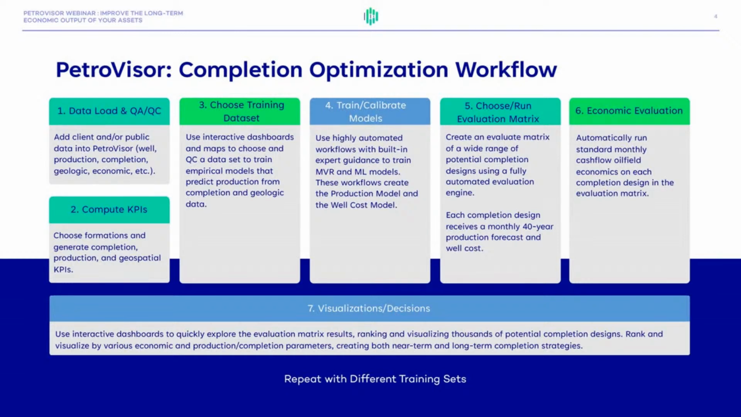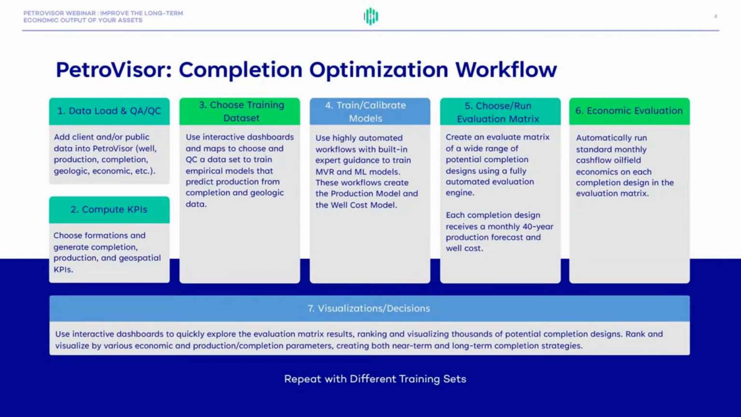And we begin by loading data and doing some QC on it. That's pretty standard fare, but the kinds of data we're bringing in include production data, completion data, geologic, economic, a variety of data sources that are a bit varied and disparate. Once those data sources are in PetroVisor, then we compute a variety of key performance indicators that are going to be used as we do these later steps to train models and to start making quantitative predictions.